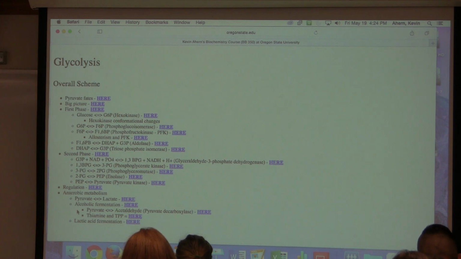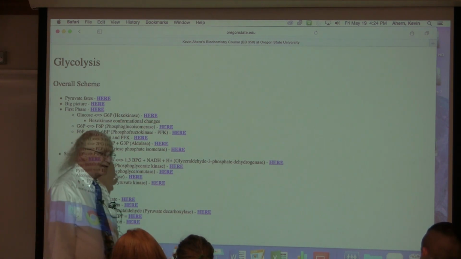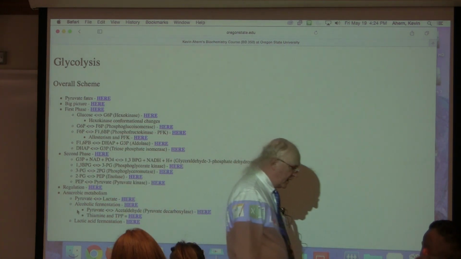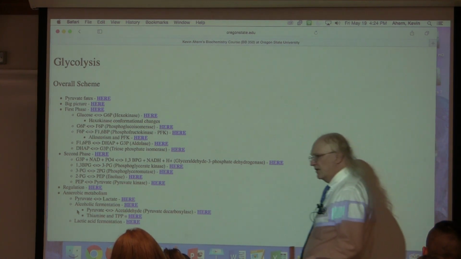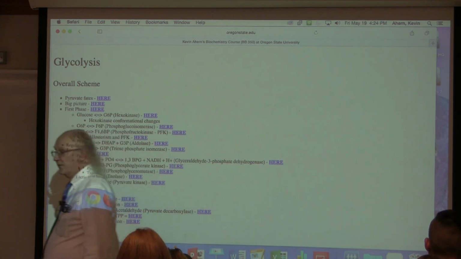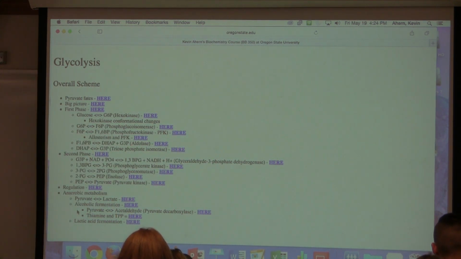So that's what I want to say about energy. I want to dive now into talking about the process of glycolysis. So glycolysis is, again, the name tells us what it does. Glyco meaning sugar, lysis meaning breakdown. So glycolysis is the process of breaking down a sugar, specifically the sugar glucose.